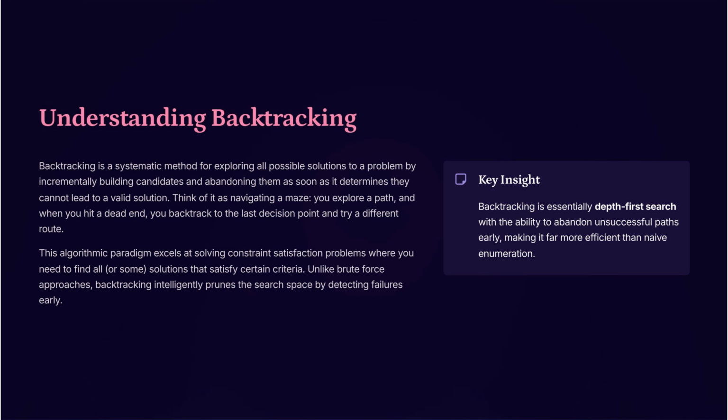Backtracking systematically explores all possible solutions by building candidates and abandoning them when they can't lead to a valid solution. It's like navigating a maze, exploring paths, and backtracking at dead ends. This method excels in constraint satisfaction problems, efficiently pruning the search space by detecting failures early, unlike brute force approaches.